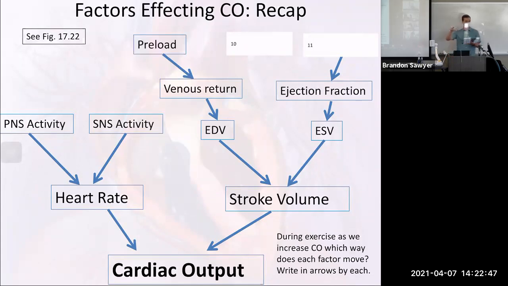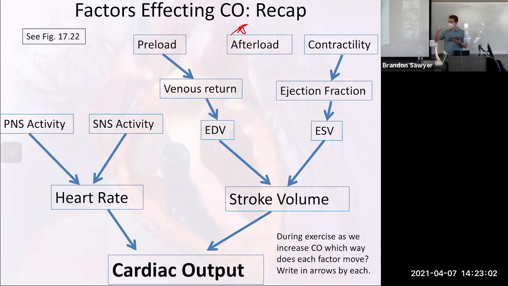Okay, preload is kind of the concept part of the venous return and the end diastolic volume. Afterload is kind of up here on its own because that one's not really helping us increase stroke volume. And then contractility is really the concept overarching ejection fraction, right? How hard is the heart contracting?